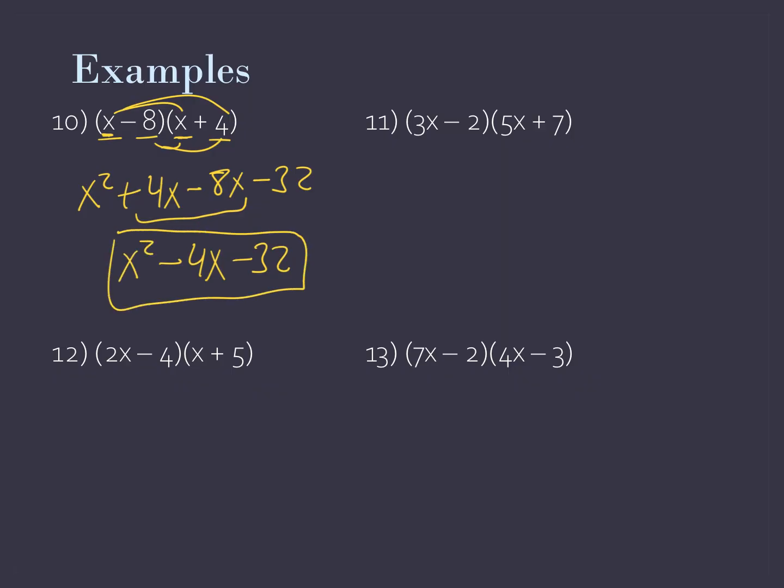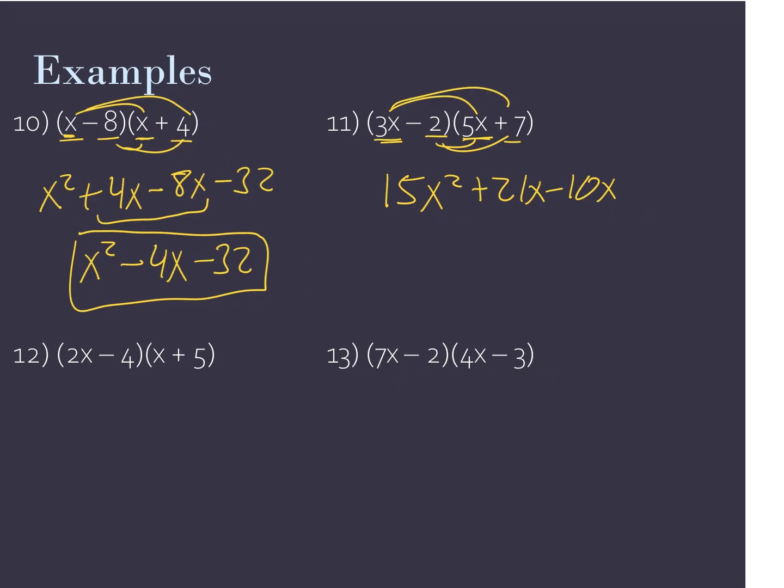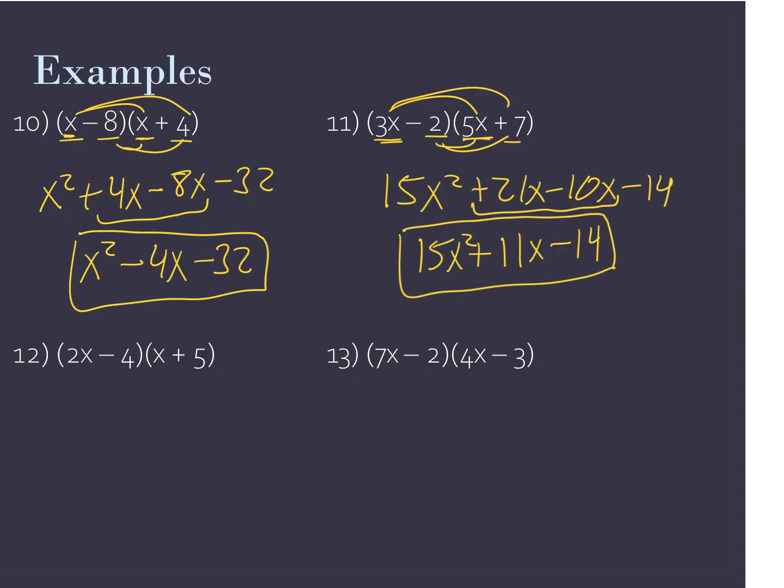All right. Number 11, same exact thing, right? Binomial times a binomial, I could do first times the first. So 15x squared. Outer times the outer, 21x. Inner times the inner, it's going to get me a -10x. And last times the last is going to get me a -14. And then once again, you can combine your like terms. 21x minus 10x is going to get me 11x. And then bring everything else that didn't combine down with it, and then this is your final answer.